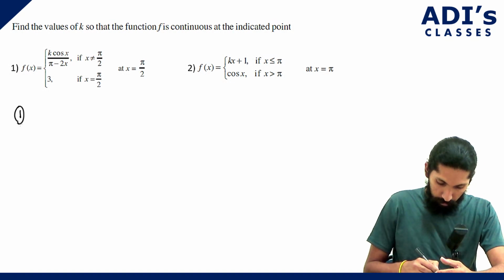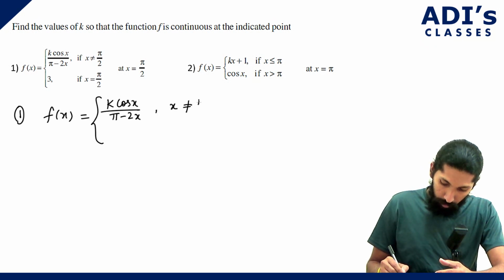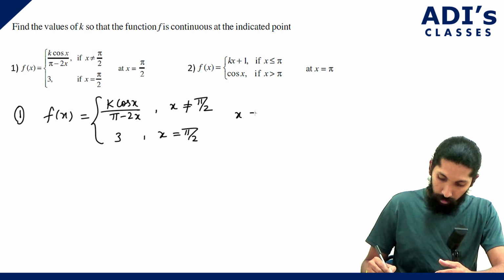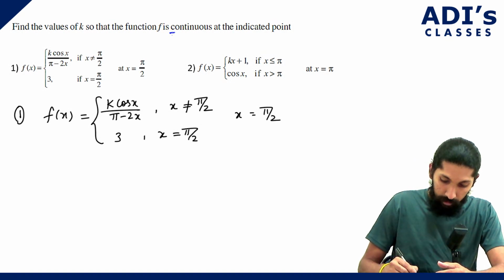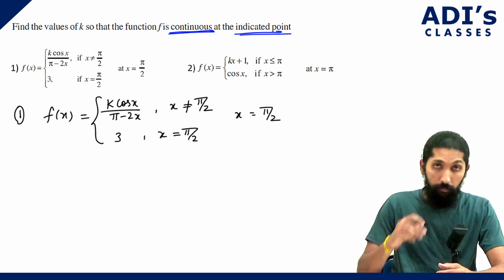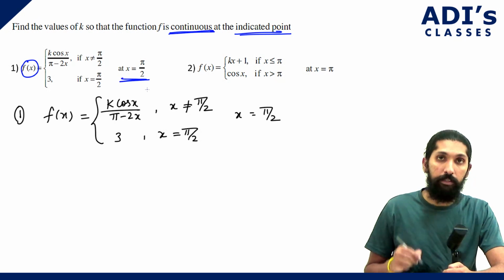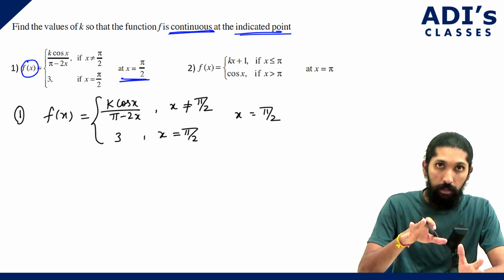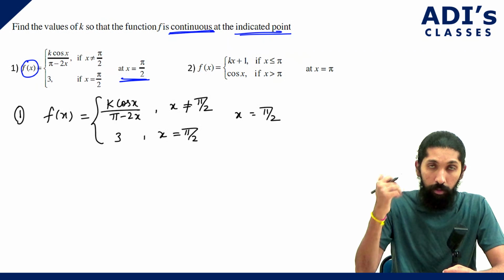See, in this, the first one, look at it. f of x is k cos x divided by pi minus 2x when x is not equal to pi by 2, and 3 when x is equal to pi by 2, at x is equal to pi by 2. Look at the question. f is continuous at the indicated points. That means, in the first one, this f of x is continuous at x is equal to pi by 2. Make sense? Given that it is continuous, what should be the value of k? This is what we are looking at.